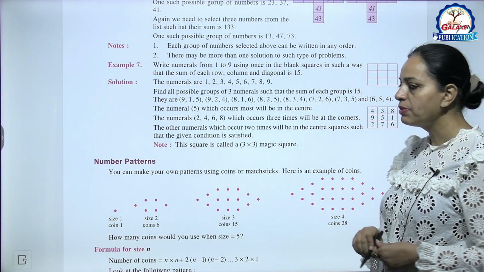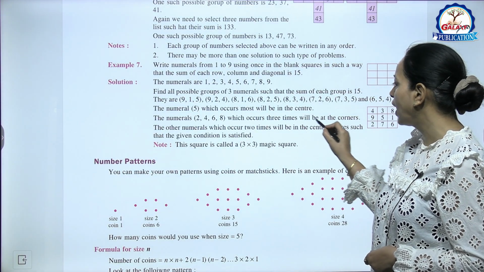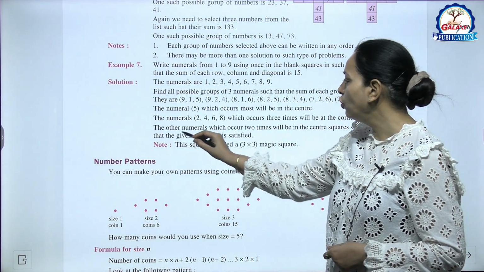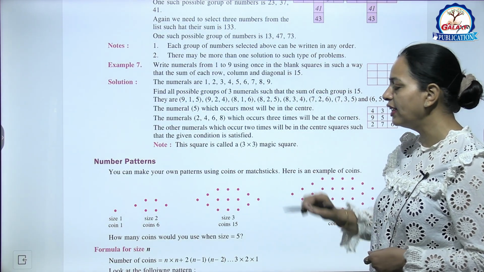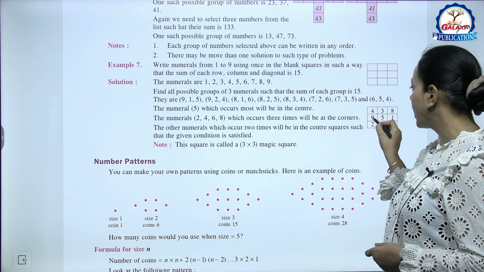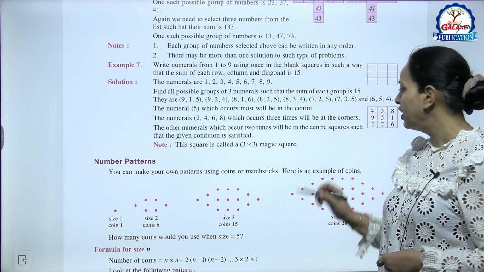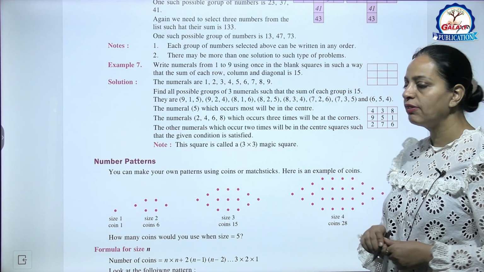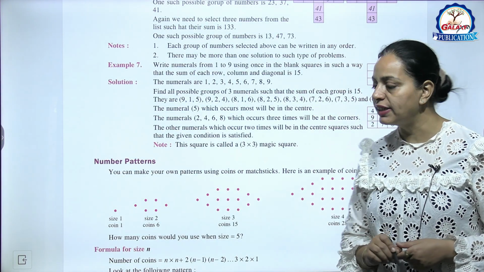So 5 को हम center में लिख देंगे, right? And the numerals 2, 4, 6, 8 which occur 3 times will be at the corners. इनको हम corners में लिख देंगे. Then the other numerals which occur 2 times will be in the center square such that the given condition is satisfied. फिर हम numbers try करेंगे. Now you can check: 4 plus 9 is 13 plus 2 is 15. 4 plus 3 is 7 plus 8 is 15. 9 plus 5 is 14 plus 1 is 15. 2 plus 7 is 9 plus 6 is 15. Okay, now one point. This square is called a 3 into 3 magic square.